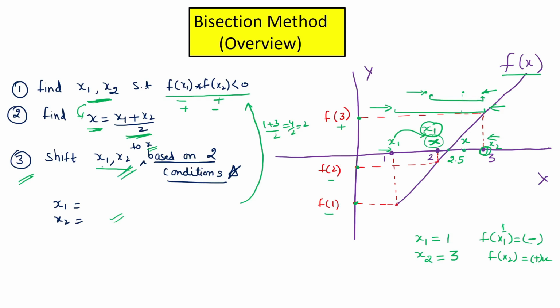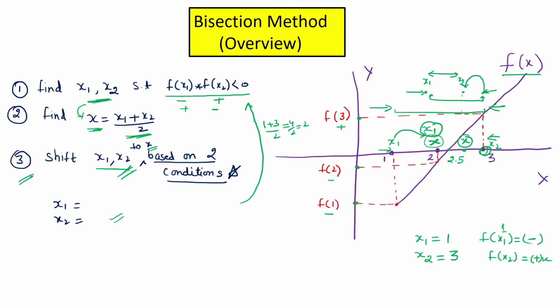Again this method says you have to change x1 and x2. So this is my new x, and I have to change either x1 to x or x2 to x. Let's say I move this x2 from 3 to this point. So I move my x2 here and x1 is here. So my new boundary is this one. That means my root can now lie between x1 and x2.